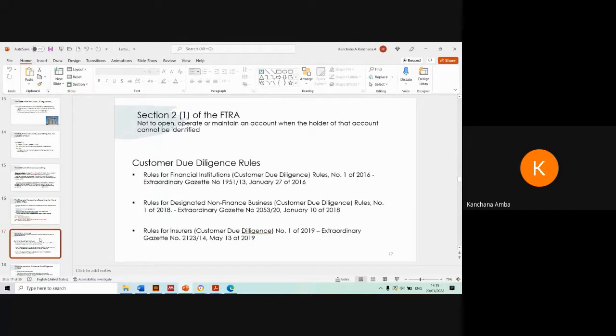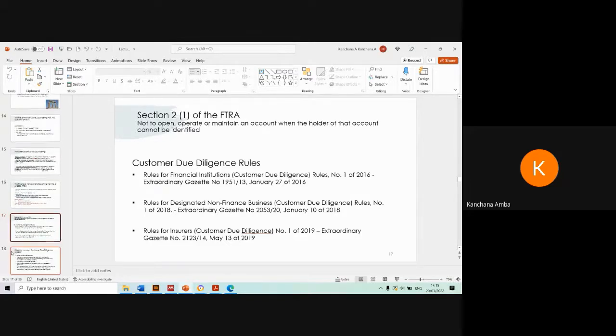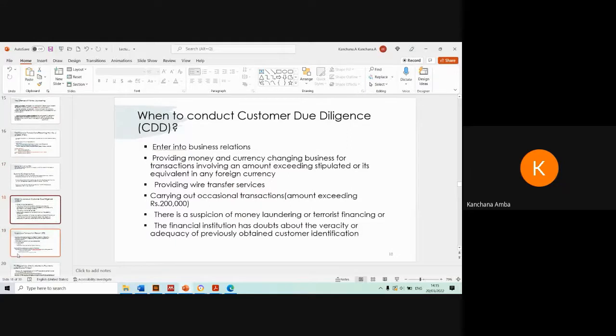So one of the important things is know your customer. You have to be able to identify your customer before opening an account, and then continuously monitor that customer's information and behavior, right? So when do you conduct customer due diligence?